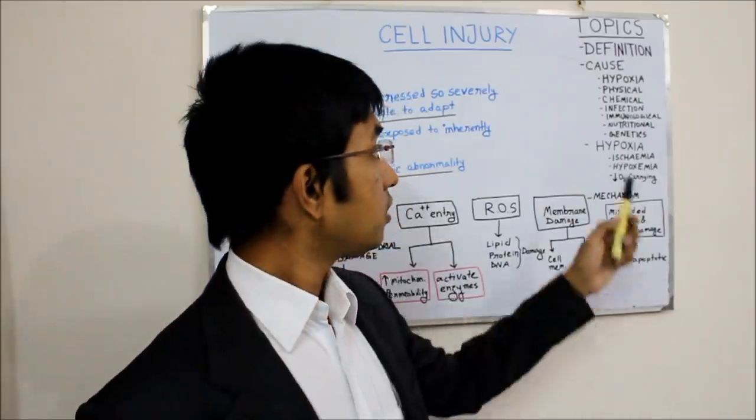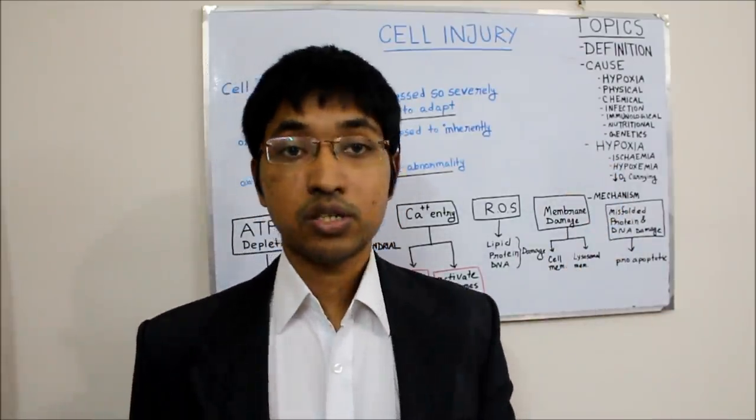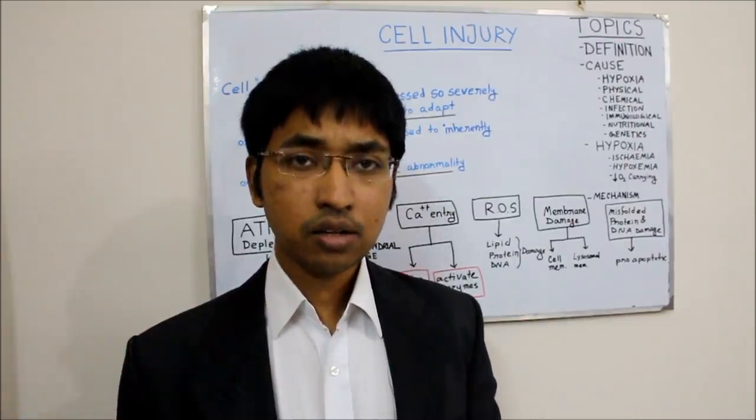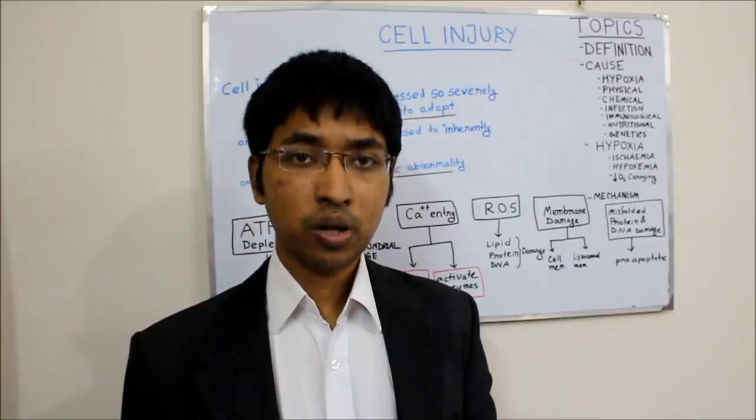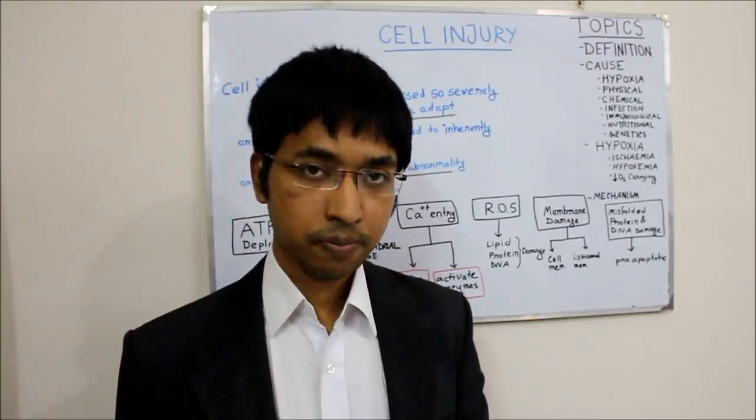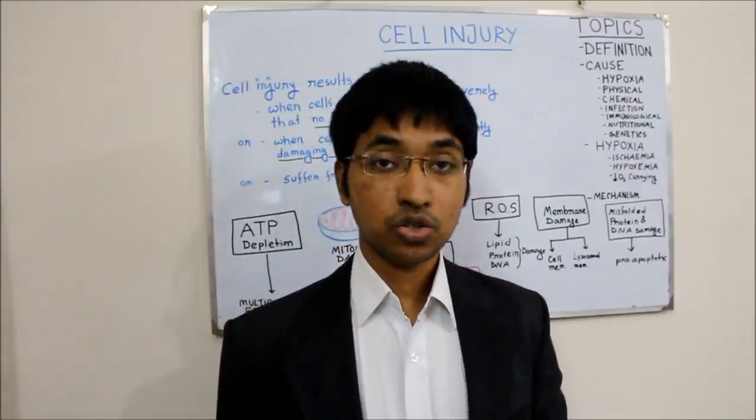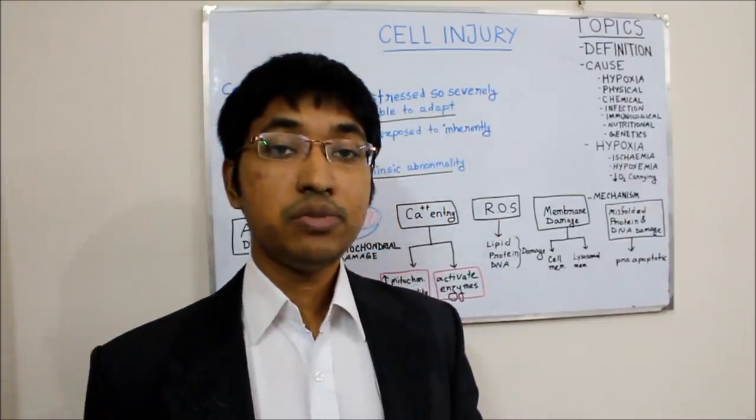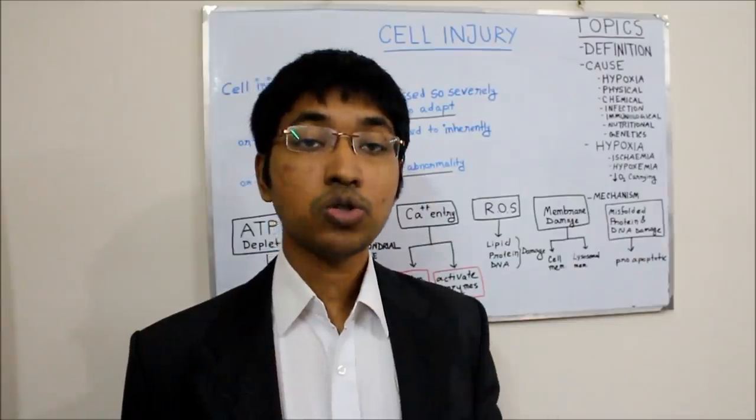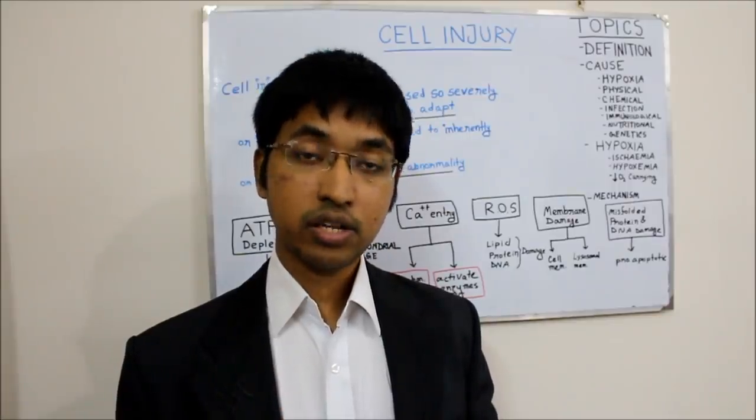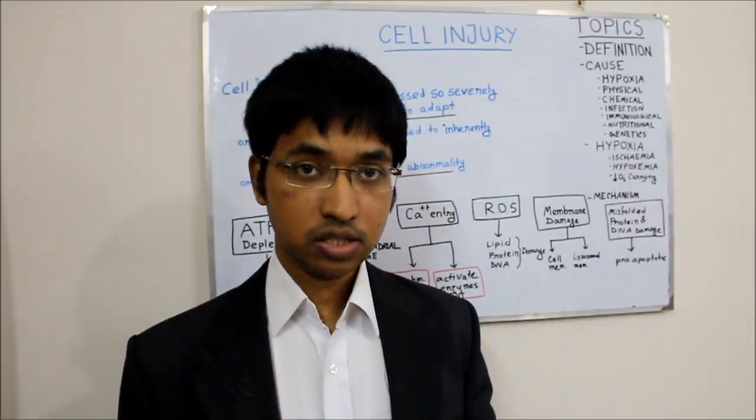Okay, the next cause of cell injury is infection. It can be viral, bacterial, protozoal, parasitic, etc. The next point is immunological cause. Now remember, the immune system is very important for our body. It protects us from different harmful endogenous as well as exogenous agents.